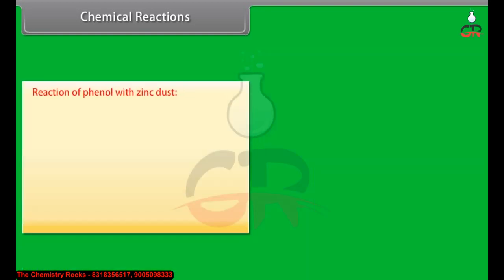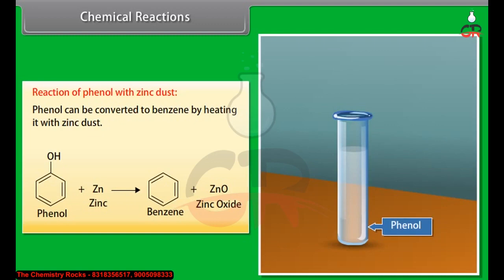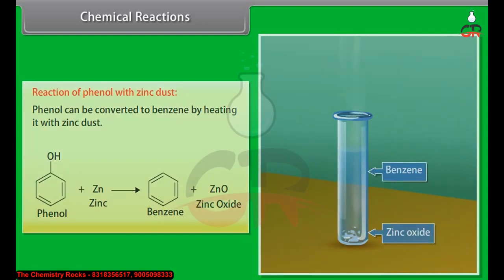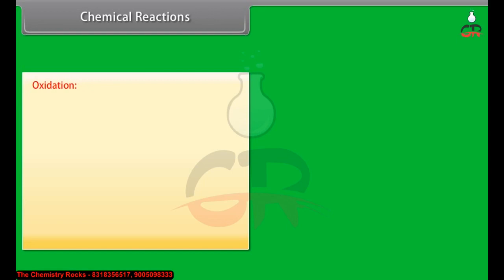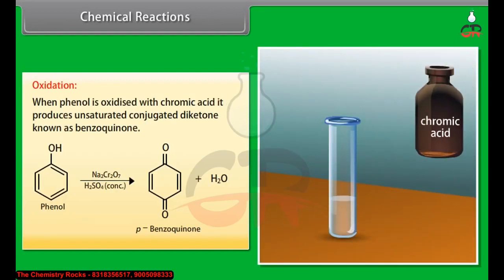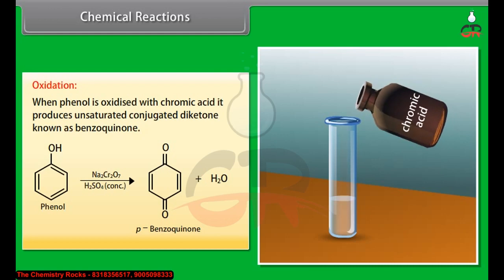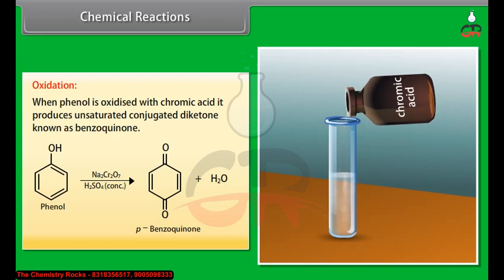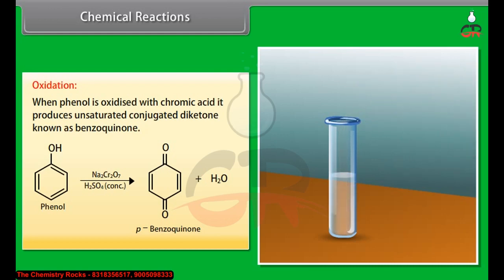Reaction of phenol with zinc dust. Phenol can be converted to benzene by heating it with zinc dust. Oxidation. When phenol is oxidized with chromic acid, it produces an unsaturated conjugated diketone known as benzoquinone.